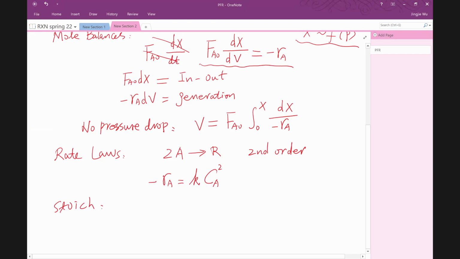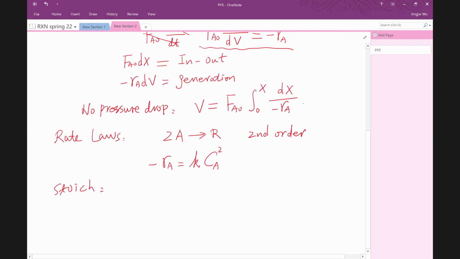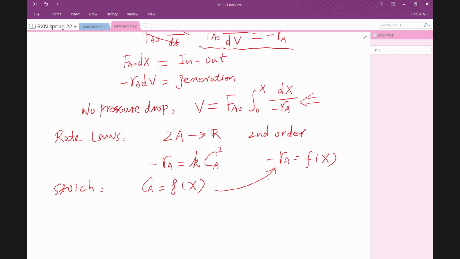And then the stoichiometry. Why do we need stoichiometry? Because in the design equation, if you integrate it, you need to find this as a function of conversion. In the rate law, we correlate rA as a function of CA. So stoichiometry means we need to correlate CA as a function of conversion. Eventually we can establish rA as a function of conversion and plug it into the design equation. That's the logic I emphasize again and again.